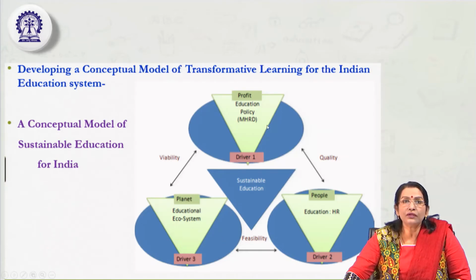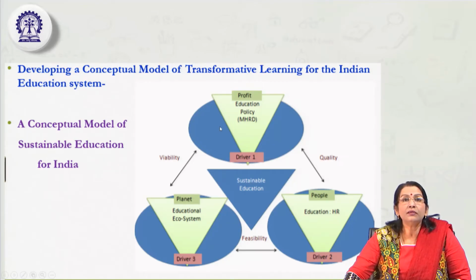Of course, when driver 1 and 2 interact, there will be some conflicts, some issues, some challenges, some dilemmas, but how to resolve them is one dimension. Similarly, when driver 2, human resource, interacts with the educational ecosystem, there may be some issues, dilemmas, confusion and conflicts. That has to be sorted out again.